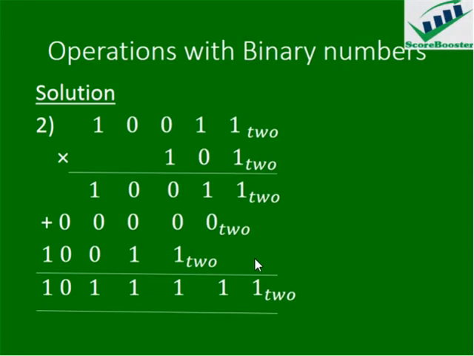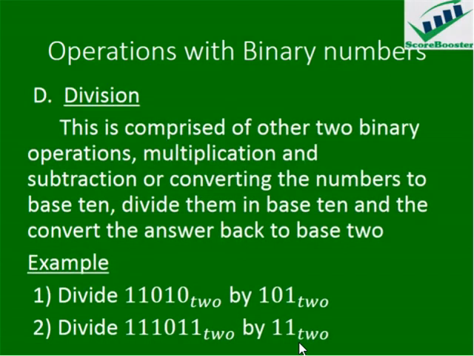Now we move to the last operation, which is the division of binary numbers. The division of binary numbers can be done in two ways. The first way is that you divide like we divide normally with numbers in base 10, or you convert the numbers you have to divide to base 10, divide them in base 10, then convert your answer back to base 2.